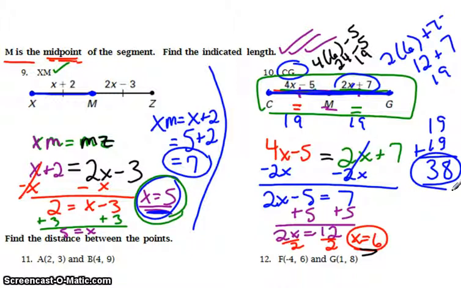Okay, so that is problem 7, 8, 9, and 10 from your Chapter 1 test review.